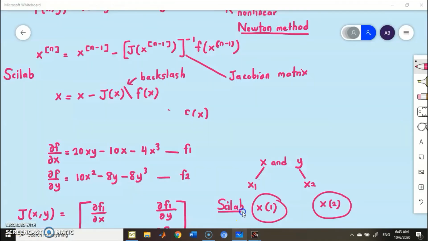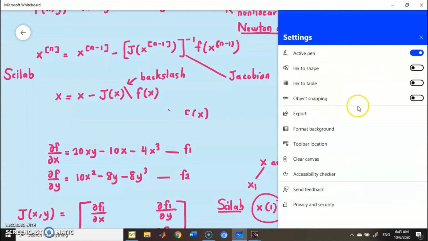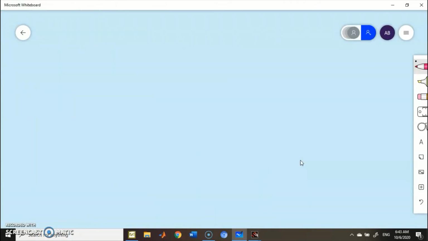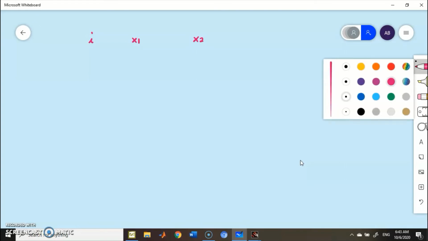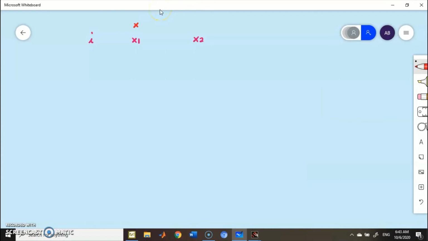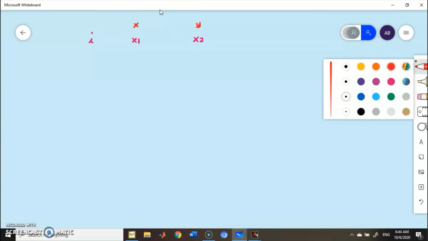So what I'm doing, let me show you. Okay, let's clear the screen. Okay, so what I want to do here, I hope I have time to explain to you. So I want to write my solution like this. So I have I as the iteration, x1 and x2. Remember, what is my x1 and x2? This is my x, this is my y. Okay, so I want to write like that.